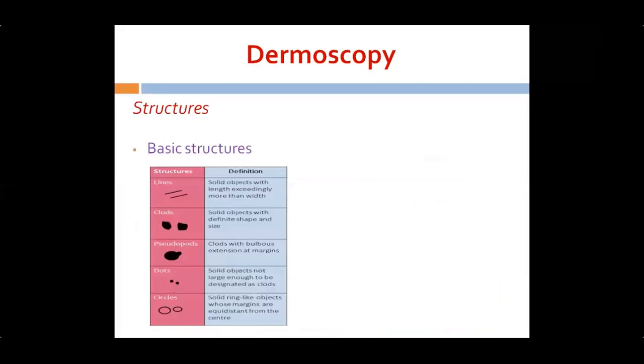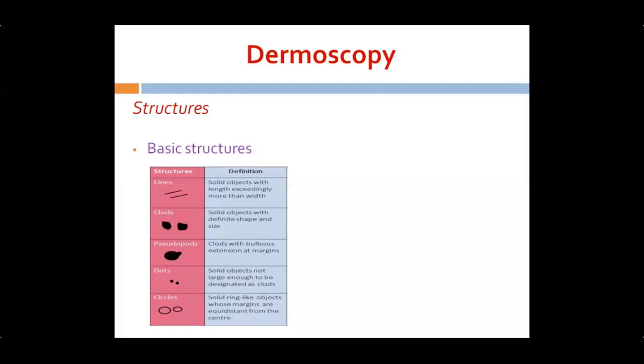Now coming to the types of structures seen under dermoscopy. We have basic structures, which are all analogous to the primary skin lesions as we describe in dermatology. The basic structures include lines, clots, pseudopods, dots, and circles. Each of these, as you can see, are solid objects and have precise definitions as well. For example, lines can be defined as solid objects whose length is exceedingly more than the width. Clots are solid objects with definite shape and size. Pseudopods are clots with bulbous extension at the margins. Dots can be defined as smaller clots, and circles are solid, ring-like structures which are equidistant from a central point. So these are the basic structures.